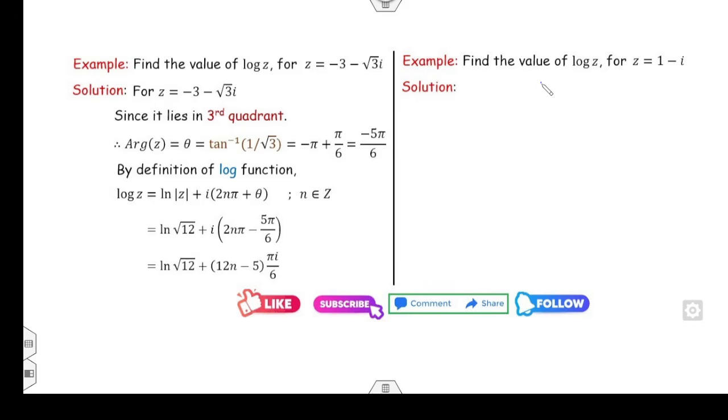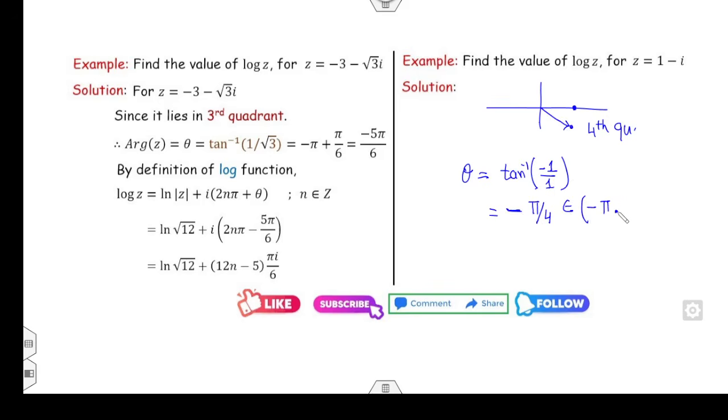Similarly for the fourth case, where x is positive and y is negative, it lies in the fourth quadrant. Fine. So can you find the value of theta? Theta is tan inverse y over x. So that number is minus pi over 4. And minus pi over 4 lies in the fourth quadrant. And moreover, it also lies between minus pi to plus pi.